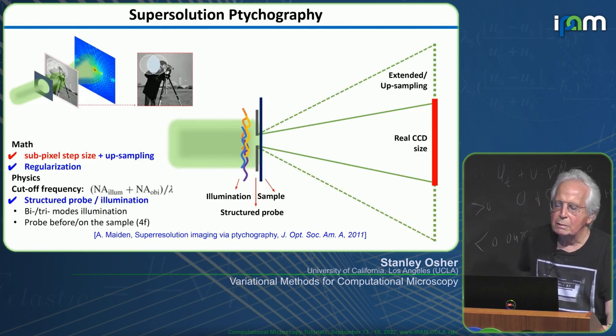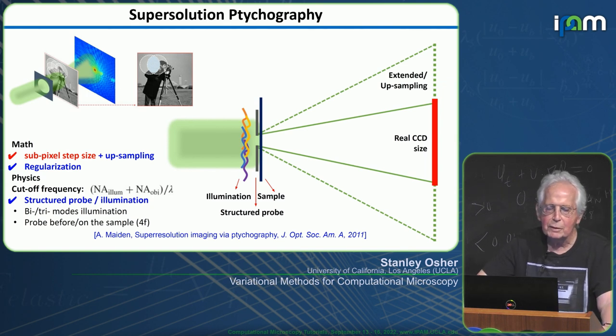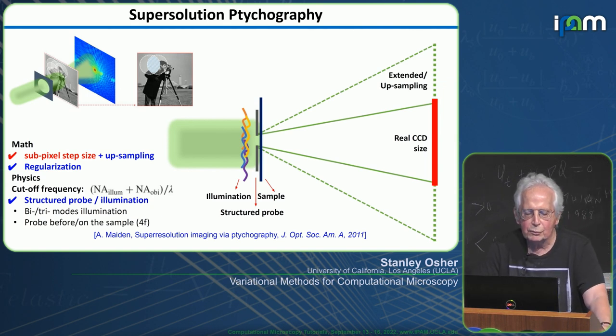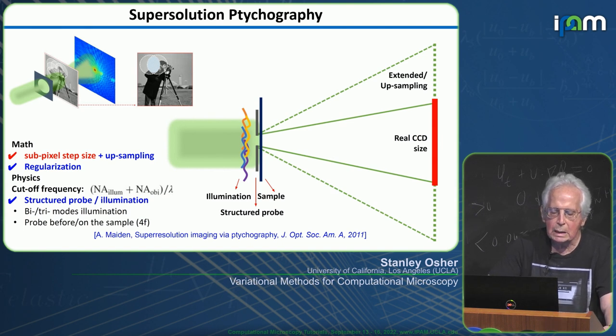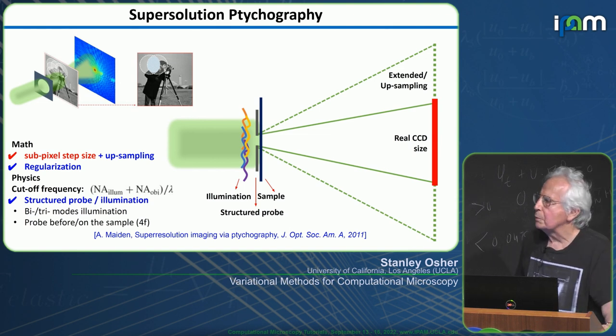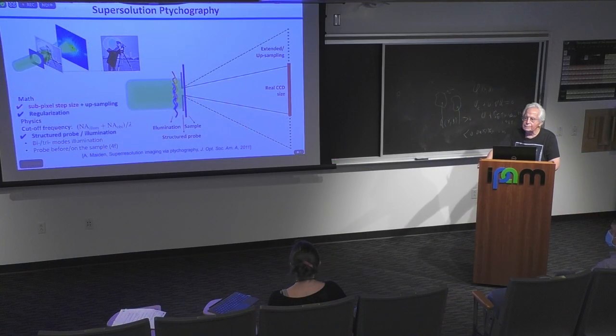So super-resolution tichography says super resolution, which is even better. You have upsampling. You have regularization, which I talked about. You have this cutoff frequency. And you have a structured probe, which is illumination, and you could put the probe before or after the sample. Okay, so this becomes a familiar problem, which smells a little bit like what I talked about in that first optimization business. Okay, next.